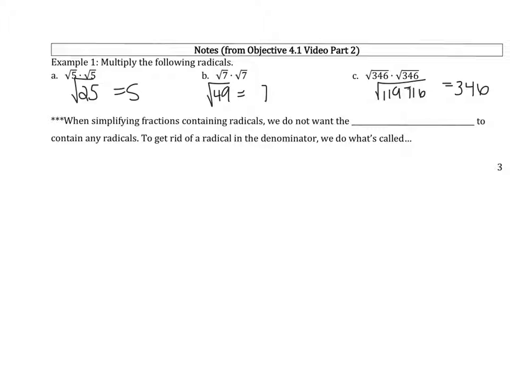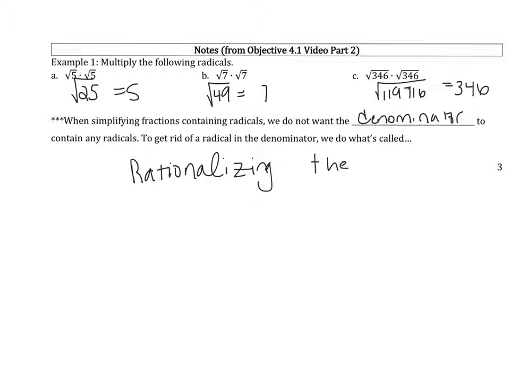So when simplifying fractions containing radicals, we do not want the denominator, so remember denominator is the bottom of a fraction, to contain any radicals. To get rid of a radical in the denominator, we do what's called rationalizing the denominator.